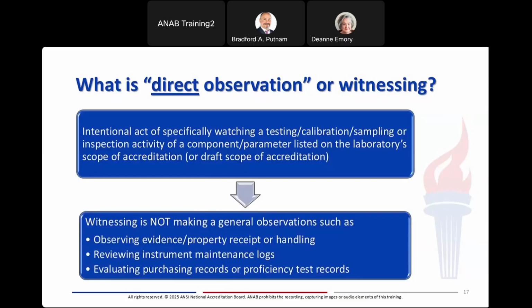It is just as important to know what direct observation or witnessing is not. It is not our general observations. General observations, such as walking through areas where work is being performed, are also essential to good internal audit practice. But they are not the direct observation that we're talking about. Examples would include observing analysts enter and exit secure areas of a lab to verify that they're meeting the requirements of their own procedure on security, or maybe observing evidence or property being received and how it is handled and stored. So it is very important that we know the difference between direct observation, which we tend to call witnessing, and our general observations during an audit.